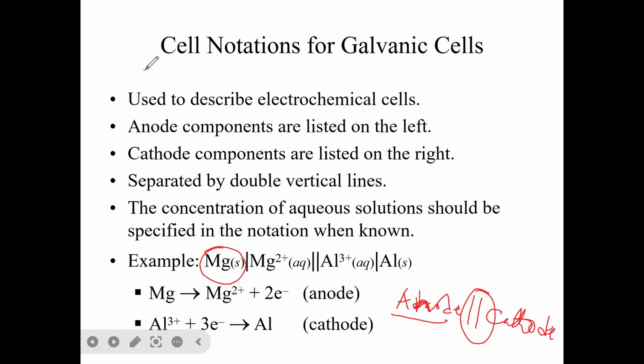So the first element here, before the single vertical line, is the reactant, and after the vertical line is the product. That is why here we have magnesium and then magnesium 2 plus. So this is the reactant, and this is the product. And we have aluminum 3 plus here, which is the reactant, and then aluminum metal, which is the product. So this is how to actually write a cell notation.